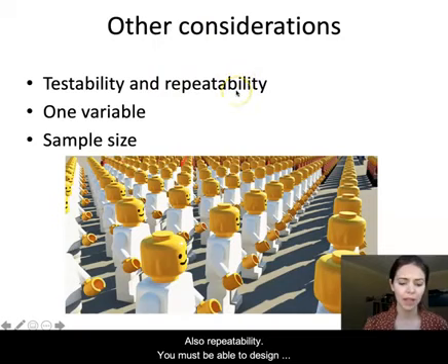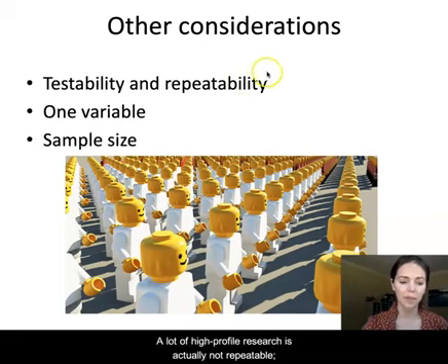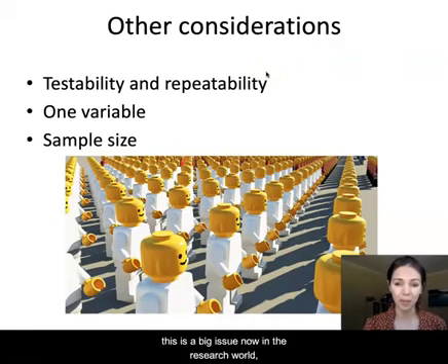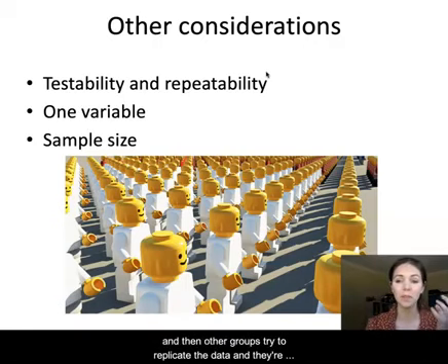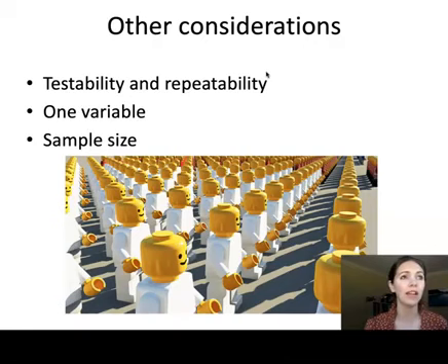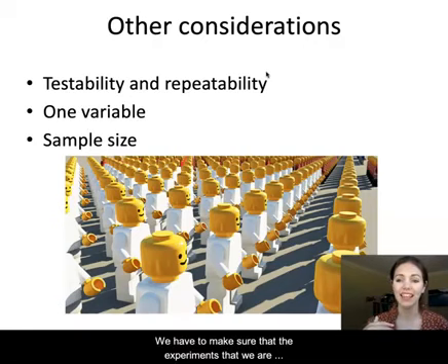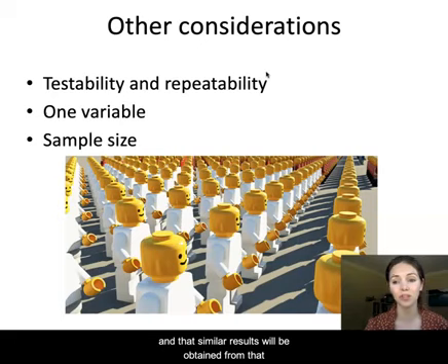Also, repeatability. So you must be able to design an experiment that can be repeated, and where someone else could get similar or the same results as you. A lot of high profile research is actually not repeatable. This is a big issue now in the research world, is that you get these scientific papers published in big journals and then other groups try to replicate the data and they're not able to do that. So this is something that researchers are thinking a lot more about in recent years, is we have to make sure that the experiment that we're designing can be repeated and that similar results will be obtained from that.